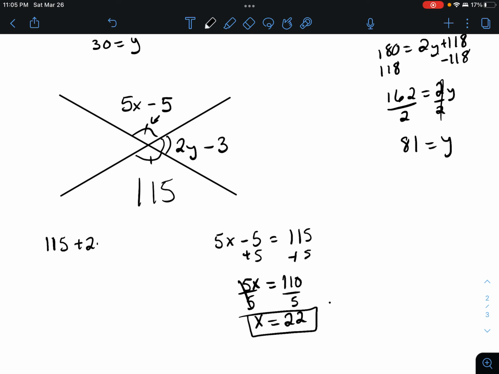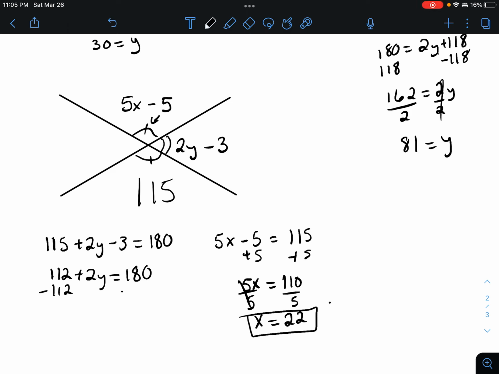And it's going to be plus that 2y minus 3 is equal to 180. It's a two-step equation. First, though, we can combine our like terms. So 115 minus 3, that's going to give us 112 plus 2y. We combine like terms to simplify.